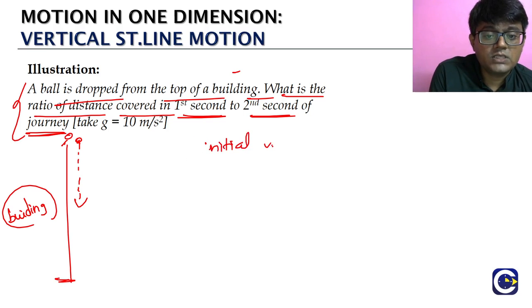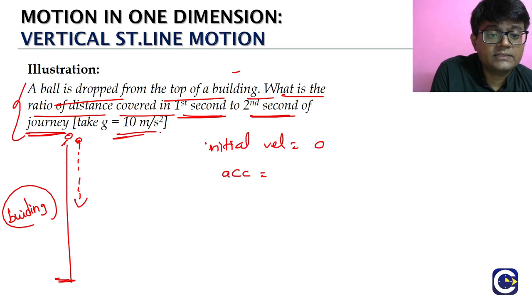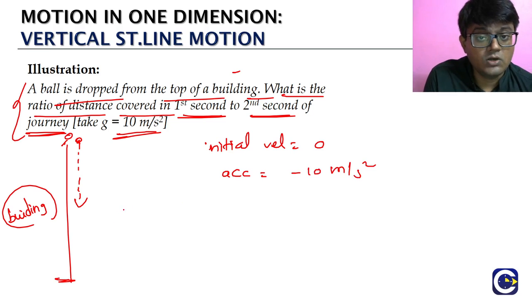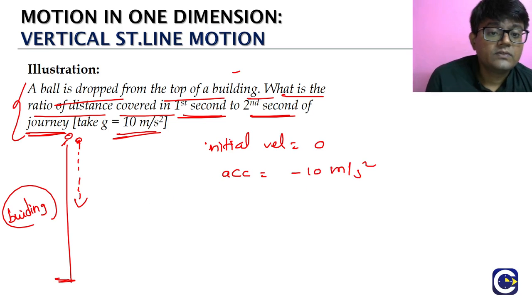So initial velocity is equal to 0. And acceleration, they are asking us to take g as 10 meter per second square. Sign convention wise, downward is negative, and acceleration is downwards, so it will be negative. What are we supposed to find? The ratio of the distance covered in the first second to the second second.